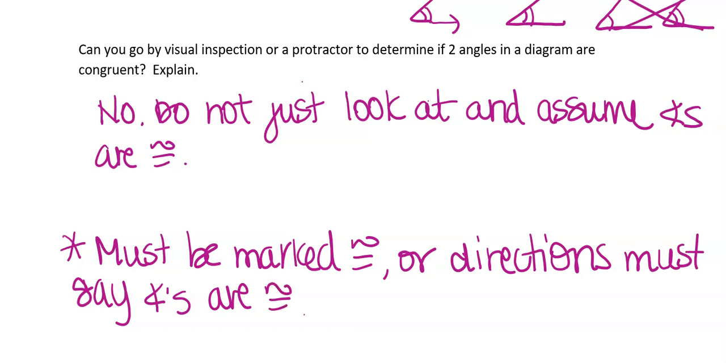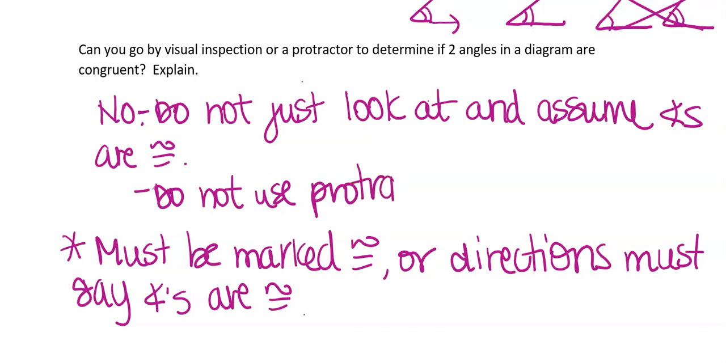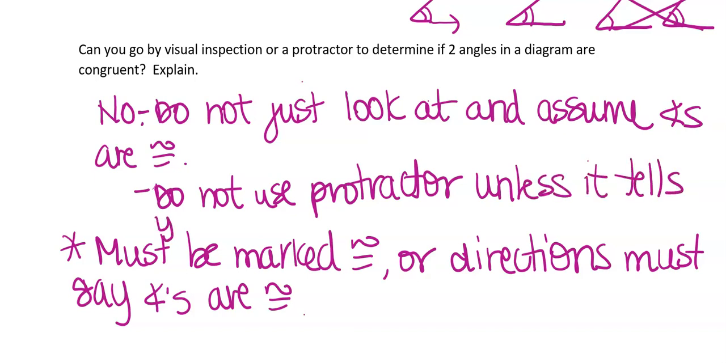You'll never want to use a protractor because the pictures in the book are very, very small, and they use them over and over again, unless it tells you to measure. A little tiny picture in one of them might be 30 degrees, and another time they could use the same picture and say it's 45 degrees. So never use the protractor, and never just look at it and assume that they're equal unless they have the little hash marks or it says so in the directions.